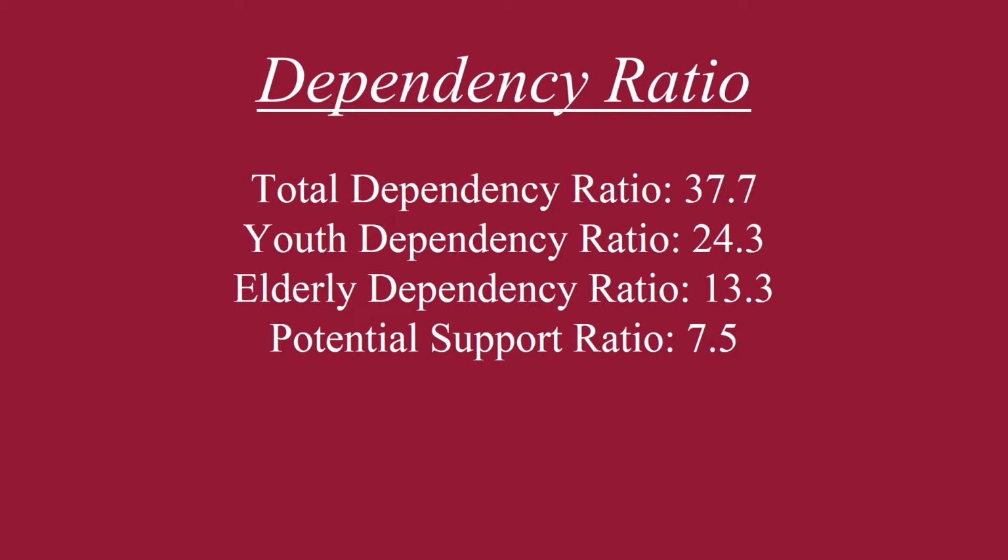Dependency ratio. Total dependency ratio is 37.7. Youth dependency ratio is 24.3. The elderly dependency ratio is 13.3, and the potential support ratio is 7.5.